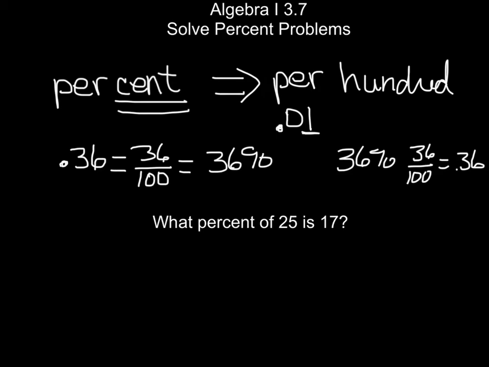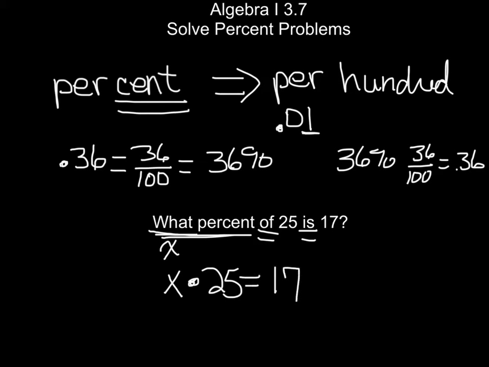Okay, let's look at an example. It says, what percent of 25 is 17? Anytime in math you see the word what, that's where you're going to put your variable. Of means to multiply, and is means equal. So let's write an equation from this. What percent, x, that's what we're looking for. Of means to multiply, 25 is 17. Now all we have to do is solve for x. X is being multiplied by 25, so you're going to divide by 25.